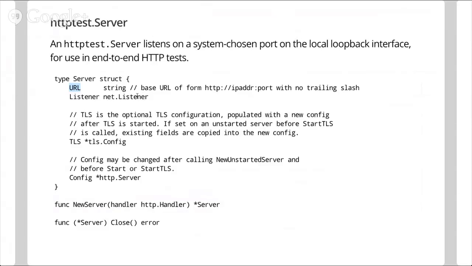So it'll be something like http://localhost:3000/. And then in your tests, you can make requests to that server, and they will all be answered by the HTTP handler that you provided the server. And then when your test is finished, you just call this close method. Now, there's some other stuff here inside the struct, which is useful, but not really pertinent right now.